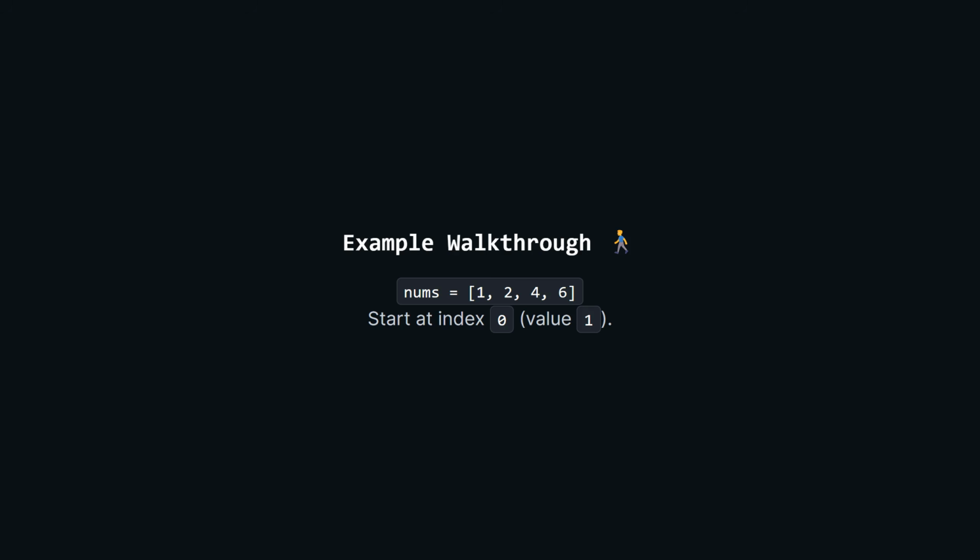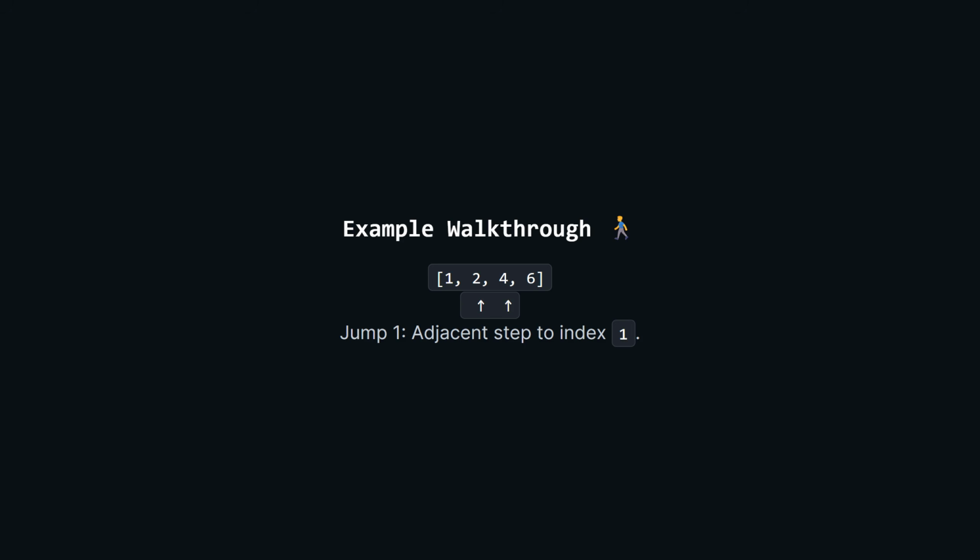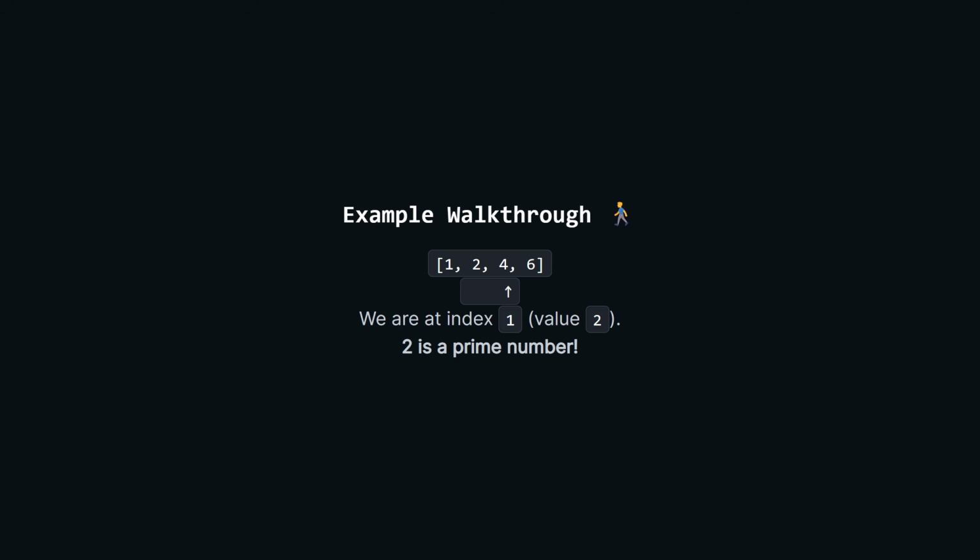Let's walk through an example. Our list is 1, 2, 4, and 6. We start at index 0, which has the value of 1. 1 is not a prime number, so we can't teleport. We take a normal adjacent step forward to index 1. That's our first jump. Now we are sitting at index 1.